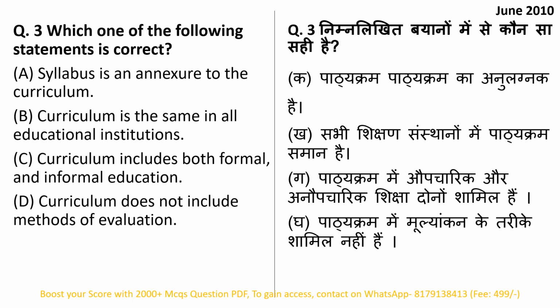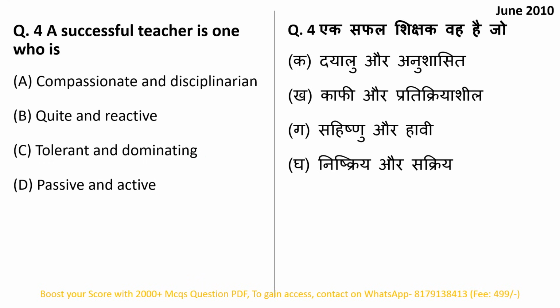Next question is, which one of the following statements is correct? Syllabus is an annexure for the curriculum. Curriculum is same in all educational institutions, so this is wrong. It is different. Curriculum includes both formal and informal education. Curriculum does not include methods of evaluation. This is also not correct. So curriculum means the whole learning experience for a student.